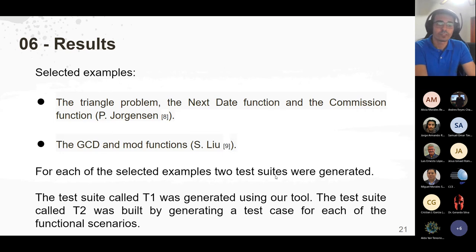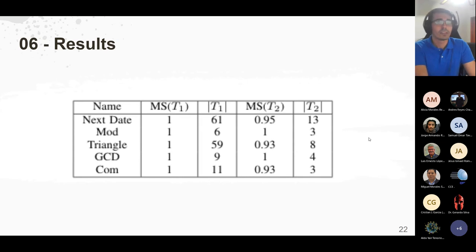2 test suites were generated for each of these examples. T1 is the test suite generated by our tool, and T2 is built by generating a test case for each one of the original functional scenarios of the specification. As we can see in this table, the first column has the name of the examples. The next one has the mutation score achieved by T1. T1 achieved a mutation score of 1 in every example, which means that it was capable of detecting all mutants.